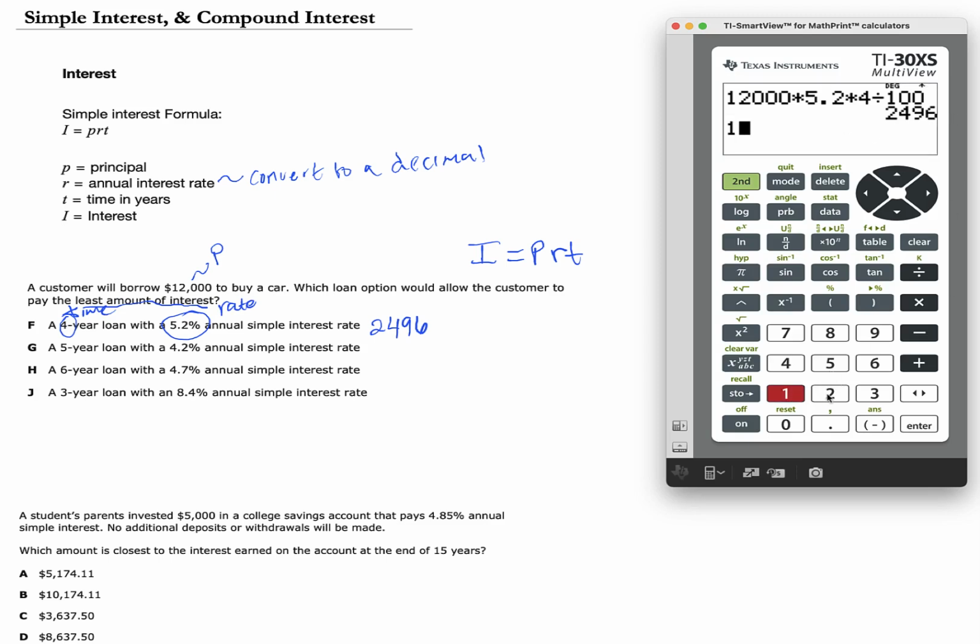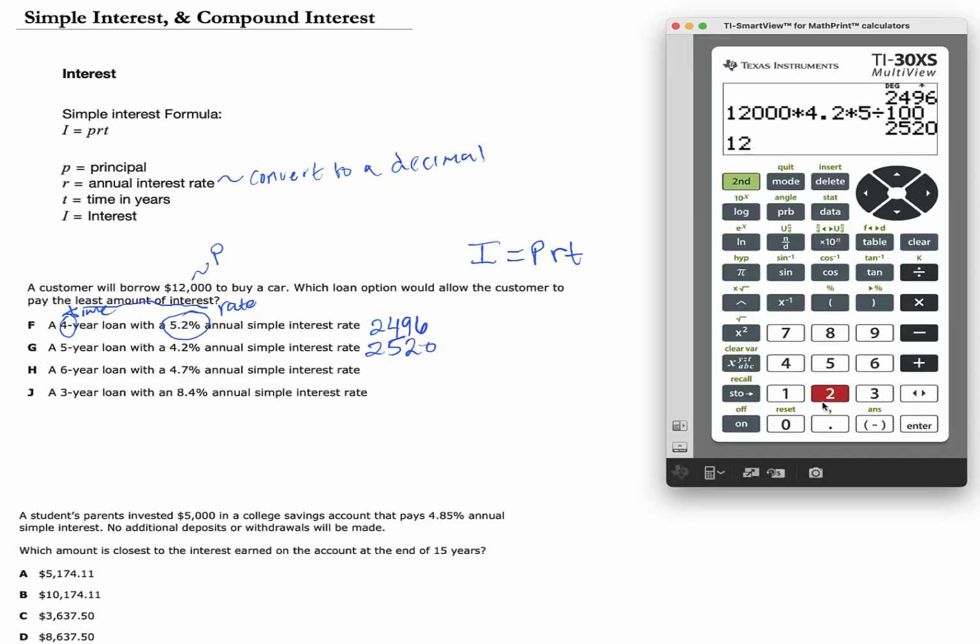Let's do it again. 12,000. We're going to multiply by the rate, which is 4.2. We're going to multiply by the time, which now is a 5-year loan, and then we're going to divide by 100. That's 25.20.